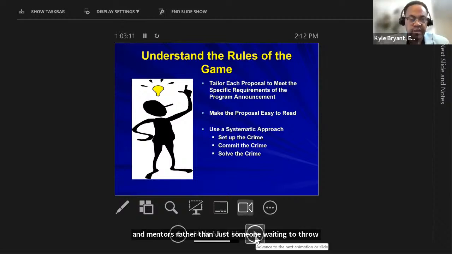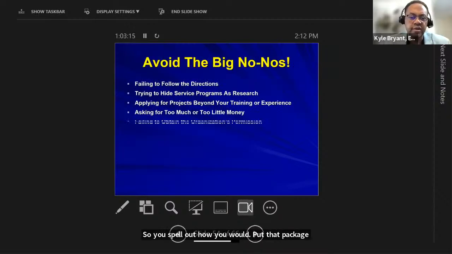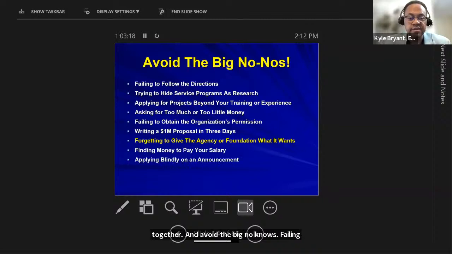So you spell out how you would put that package together and avoid the big no-nos: failing to follow the directions, trying to hide service programs as research, applying for projects beyond your training or expertise, asking for too much or too little money, failing to obtain the organization's permission. Don't go rogue. Writing a $1 million proposal in 3 days. Don't do that. Forgetting to give the agency or foundation what it wants. That's critical.